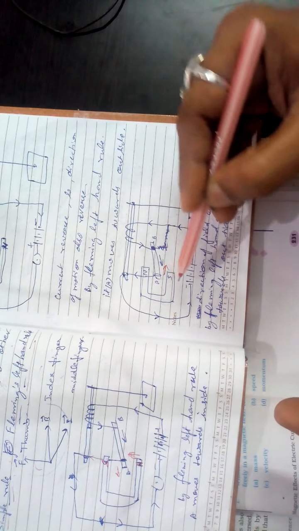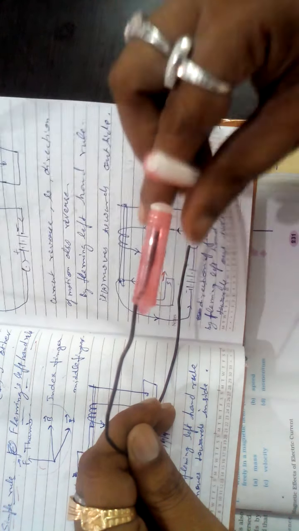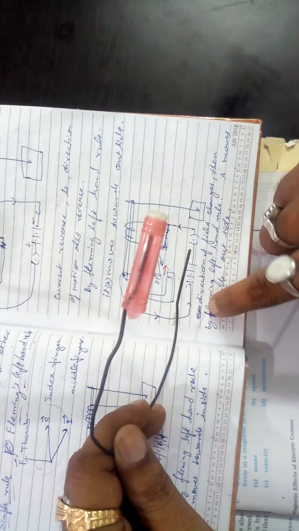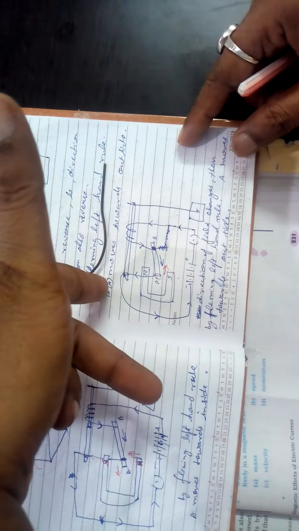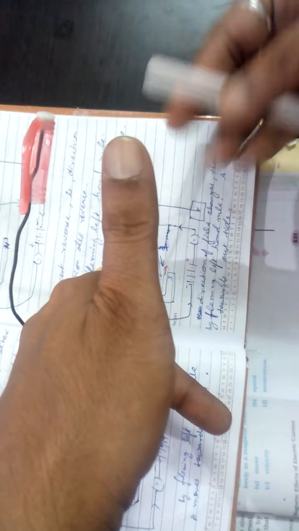S is coming down. Magnetic field means like this. In this case, the north side is in the upward direction, which means the magnetic field is down, and the current is coming this side. What will be the motion? The magnetic field is down, and the current is as it was earlier.